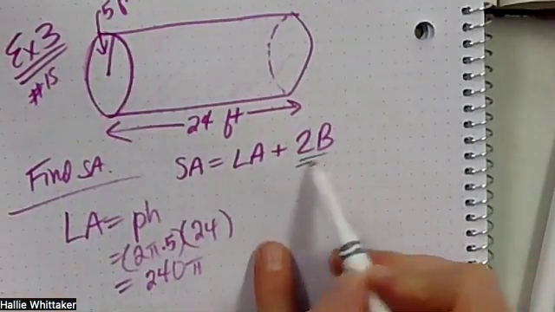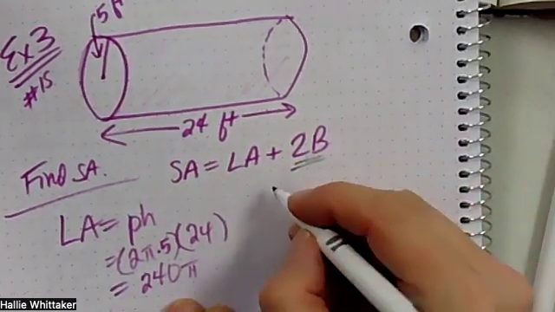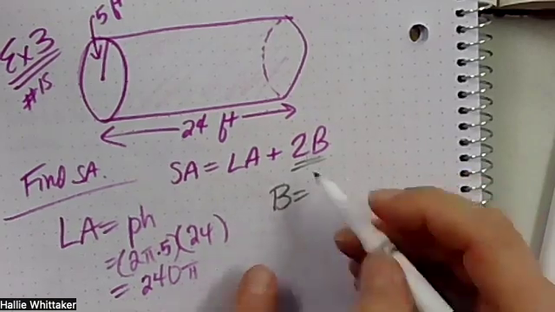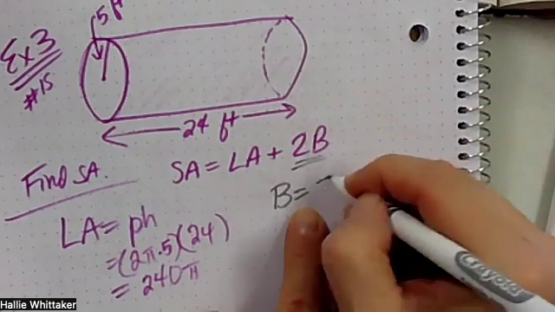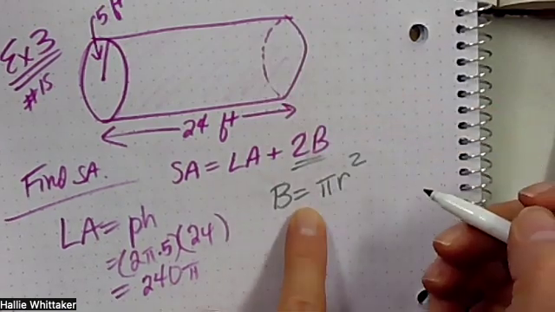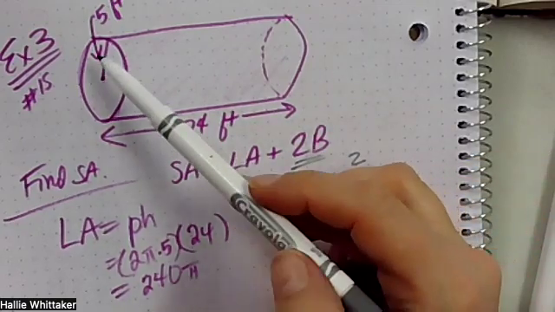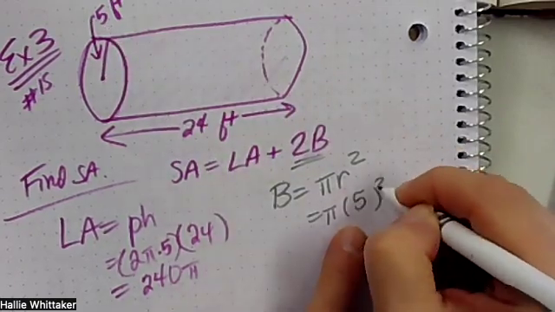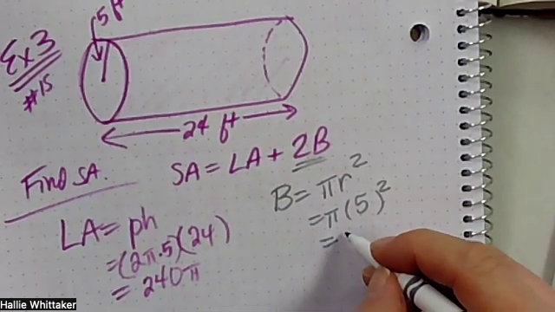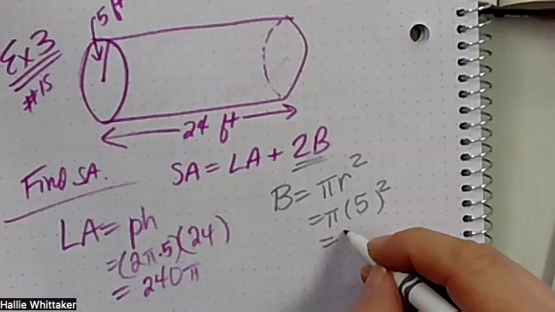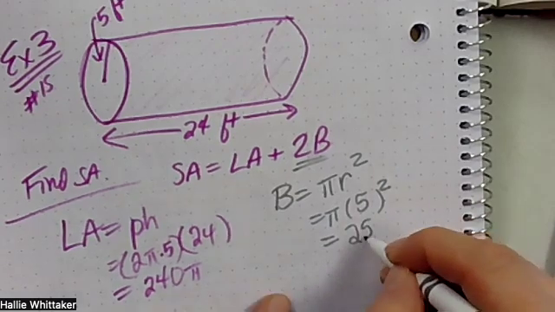Now let's look at the area of the bases. Let's do the area of one base. Circular base, pi r squared. So what's your radius again? 5. So it's going to be 5 squared. So one base is what? 5 squared is 25, and 25 times pi is 25 pi.